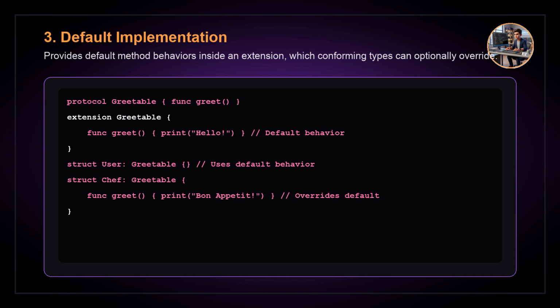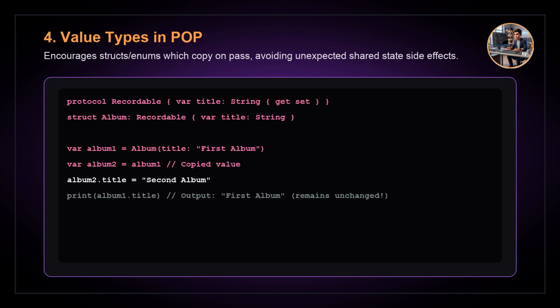Third, default implementations. Protocol extensions allow you to write default behavior for your required methods. This means conforming types automatically inherit working implementations of protocol requirements for free. If a conforming type needs custom behavior, it can simply override the default method with its own custom code, giving you maximum flexibility.